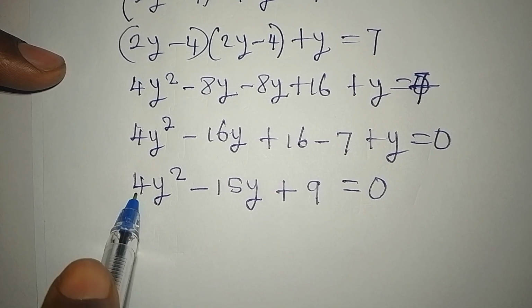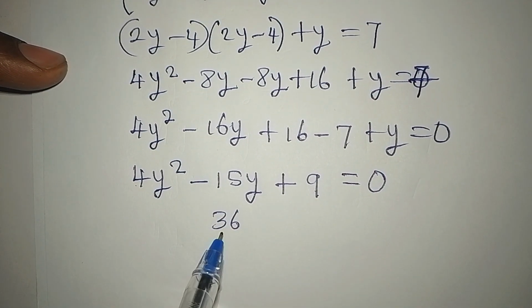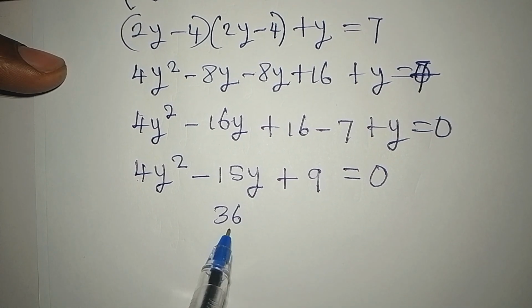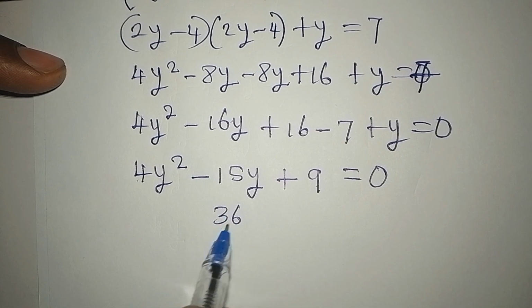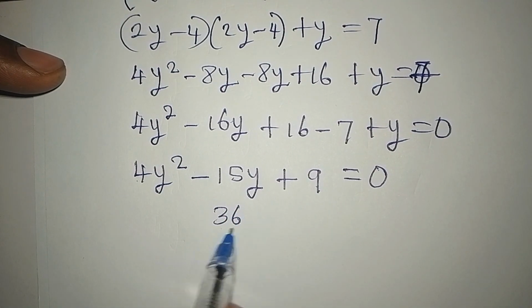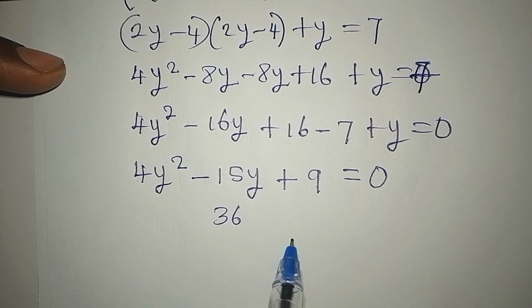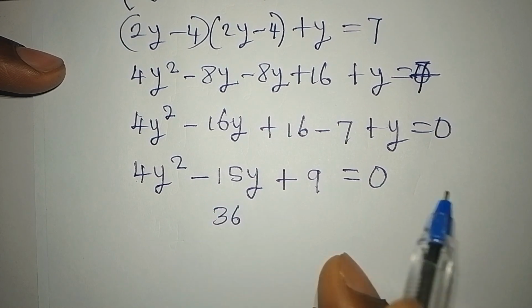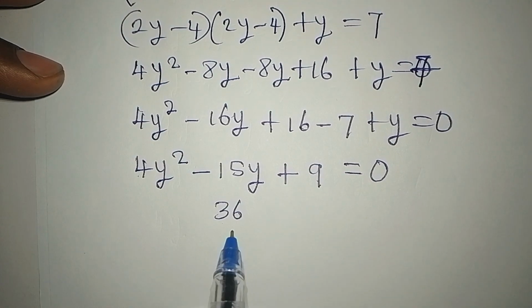4 here multiplied by 9 gives you 36. This is imaginary because I'm not going to use this in calculation apart from what I'm going to do now. I mean 4 times 9, 36 rather. So what two numbers do you multiply to get 36, and then you add them to get minus 15? What are the two numbers? Let's keep thinking. I believe you guys are also thinking if you're watching.